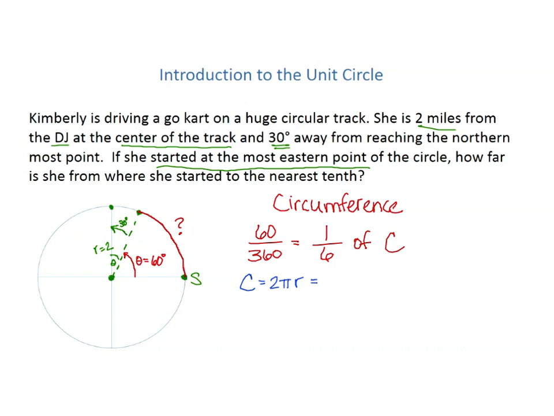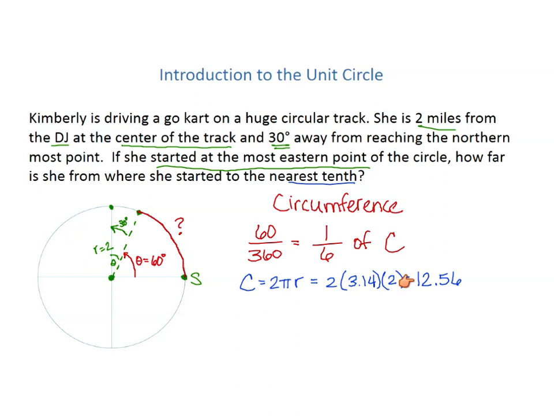So 2, and because it says nearest tenth, we're going to approximate with 3.14 for pi, and our radius is also 2. That was given in the problem. So for our circumference, or an approximation for our circumference, I'm going to do 2 times 3.14 times 2, and I get 12.56.